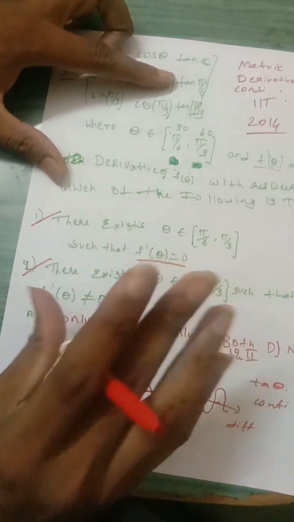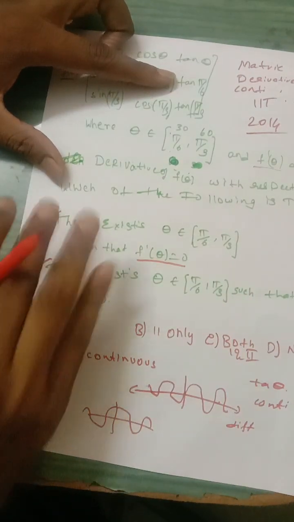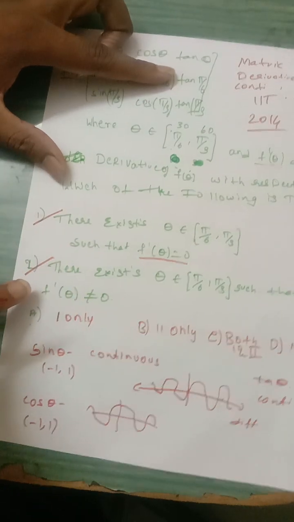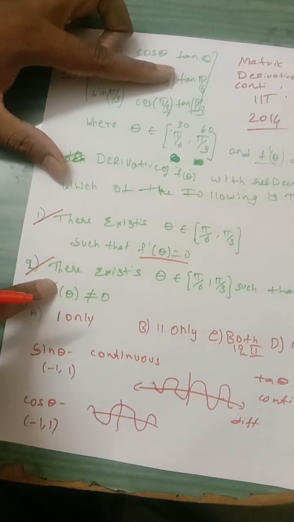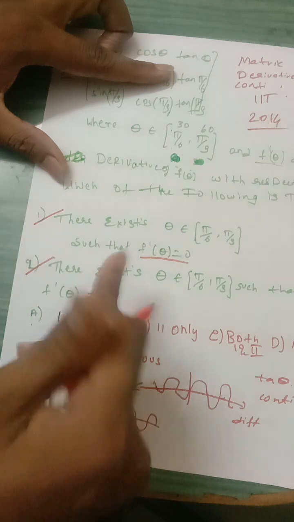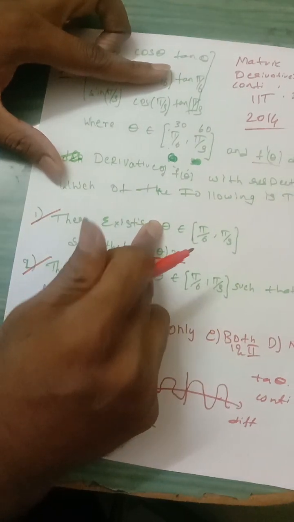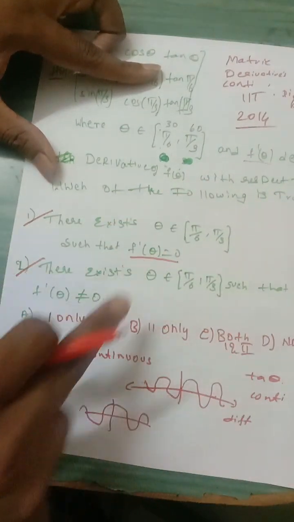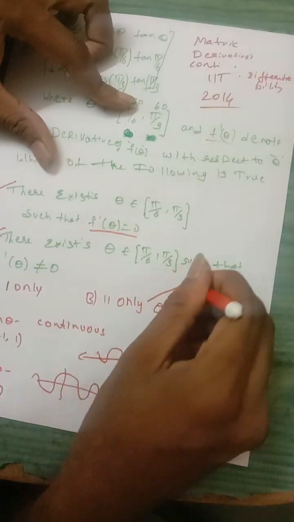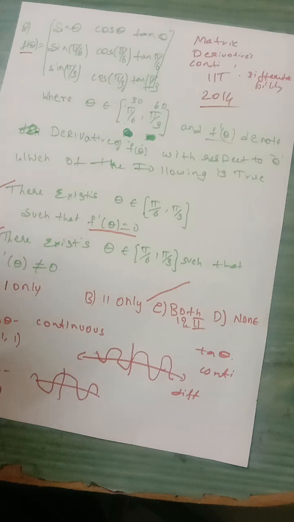In the exam, in a hurry, we will always put A as an option, because that will be equal, but we will not concentrate on the fact that there are always points where it is not equal to 0 and points where it is equal to 0. Because it is differentiable, both kinds of points exist. So the option is both 1 and 2. Thank you.